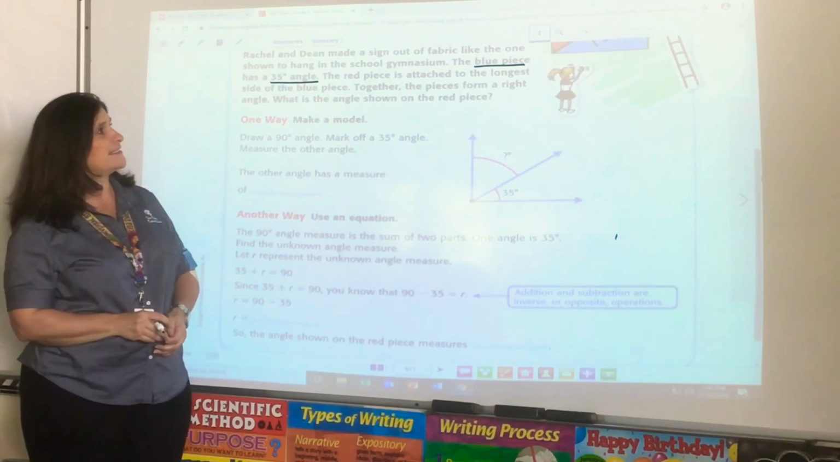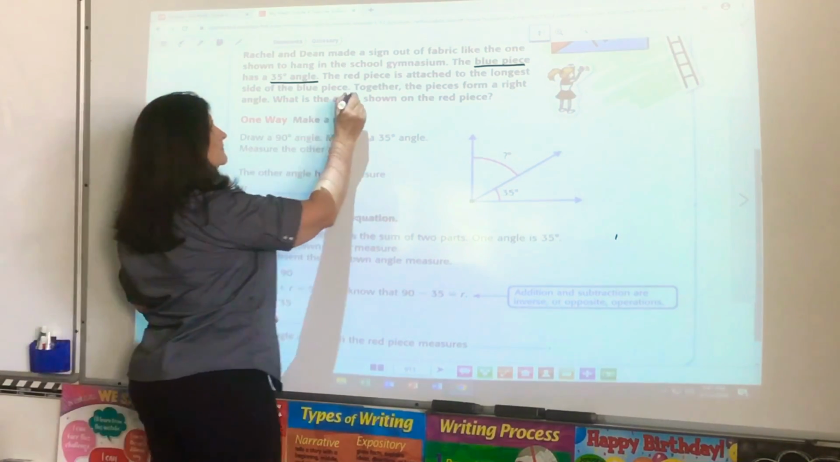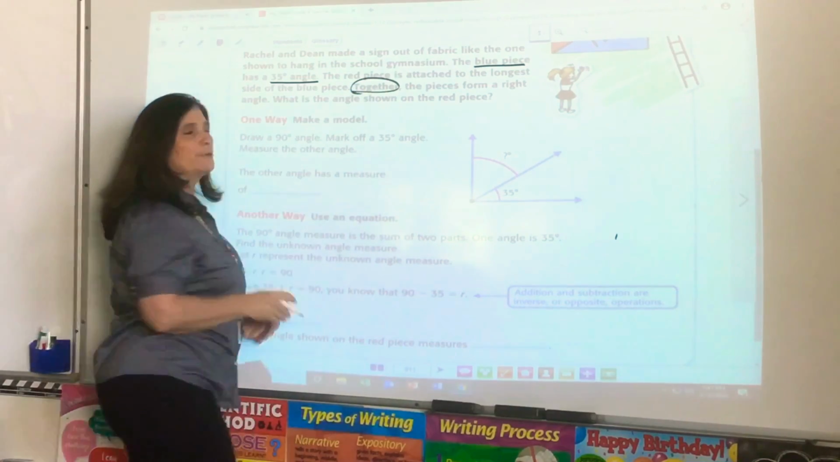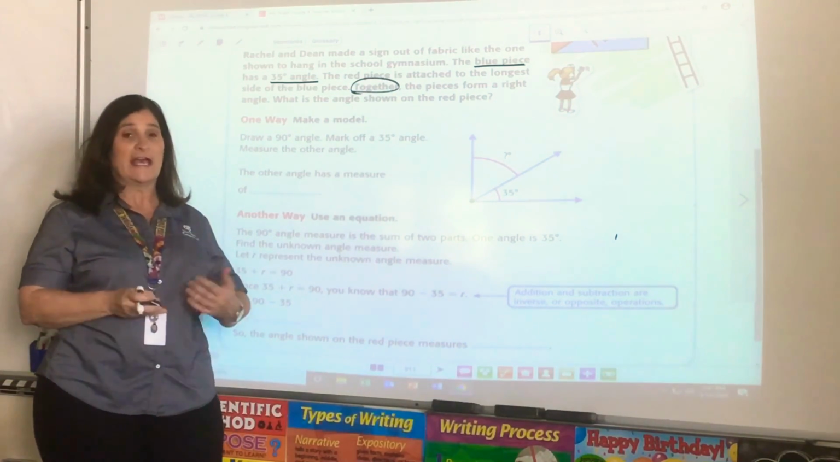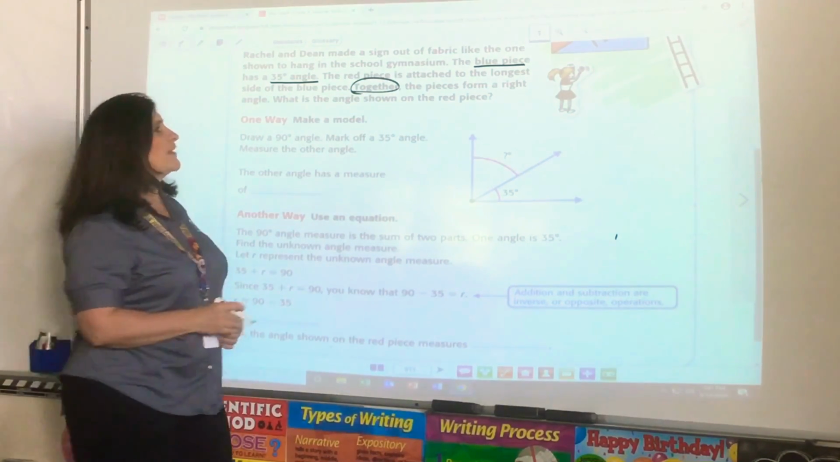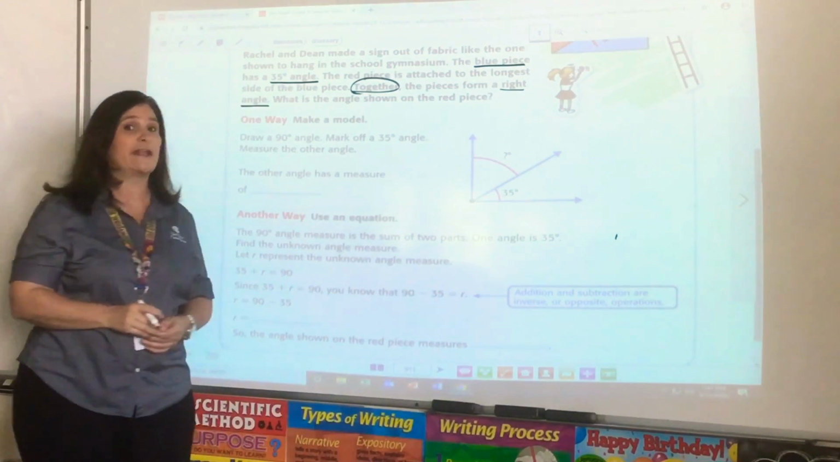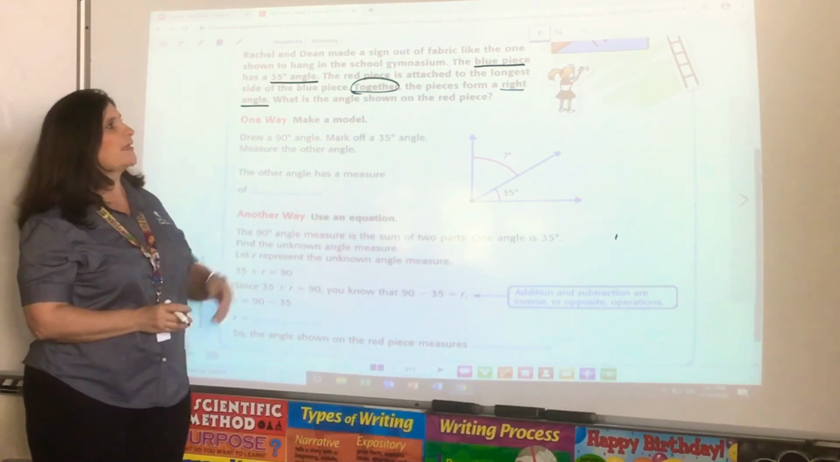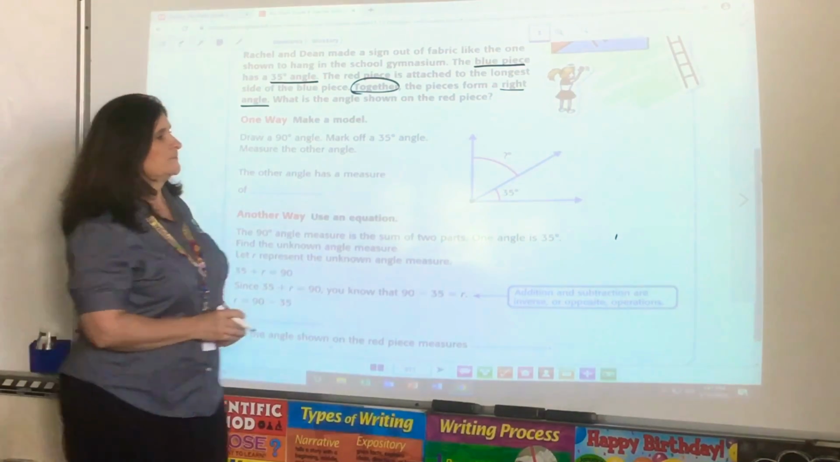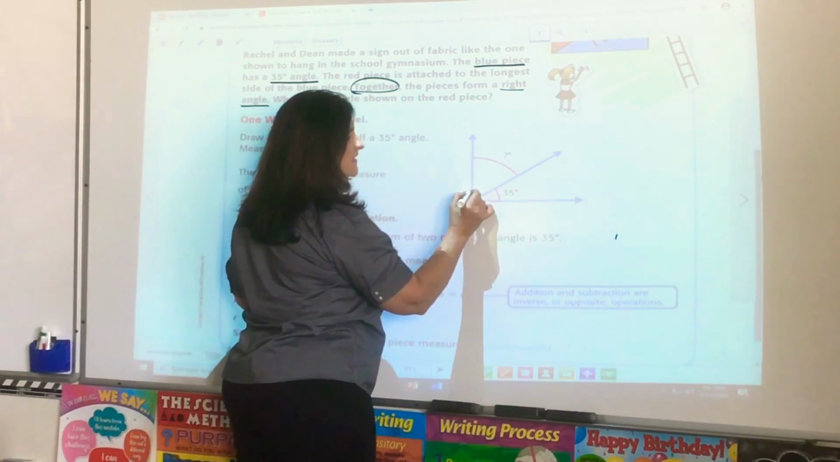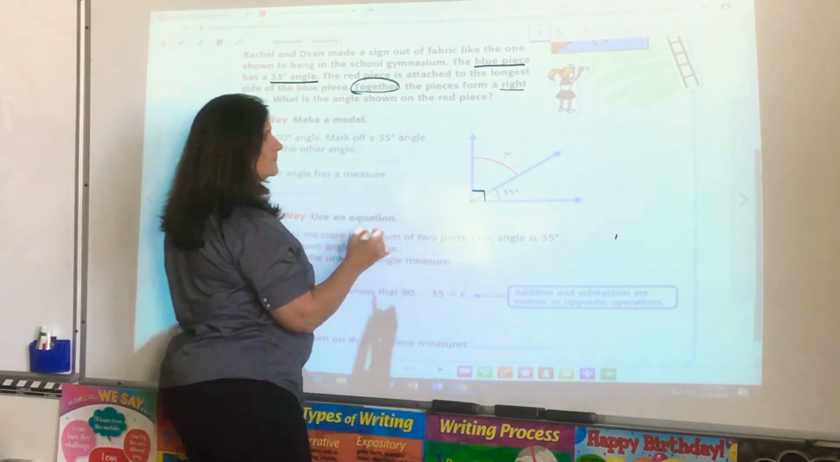Together, the pieces form a right angle. Together. So we know when we put things together, that's going to involve addition. And they form a right angle. This is where you need to know your definition. Well, what defines a right angle? So what is the angle shown on the red piece? So we know here, together, that would be a right angle.